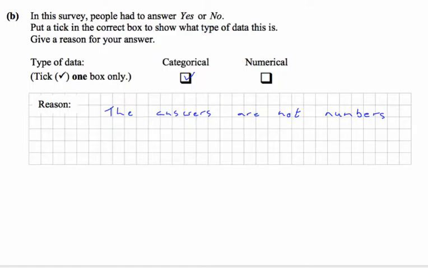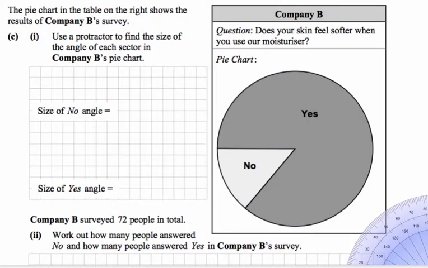Okay, so part C. The pie chart in the table on the right shows the results of Company B's survey. So here's Company B. The question, does your skin feel softer when you use our moisturizer? So we have a pie chart here showing the yes and the no. Use a protractor to find the size of the angle of each sector in Company B's pie chart. So the size of the no angle and then the size of the yes angle. We're going to use our protractor again. We're going to start with the no.